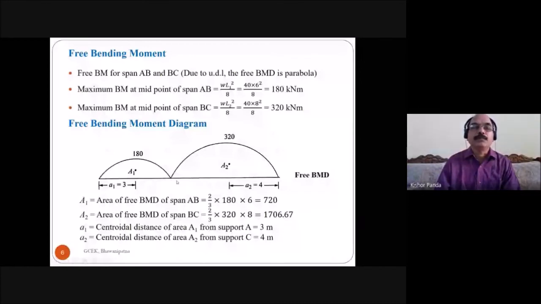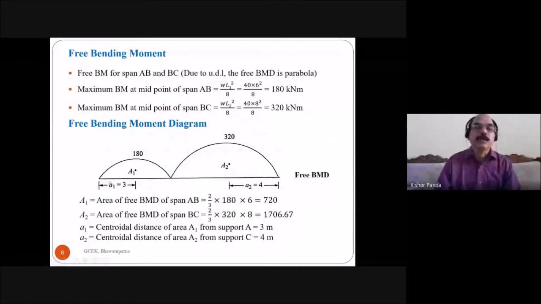Then for span BC, this is the bending moment diagram, a parabola, and this is the maximum positive moment, 320. The area of the free BMD on span AB is A1 and the area of the free BMD on span BC is A2. And this is the centroidal distance. So you have to take the centroidal distance for the right area from the right support, and for the left area you have to take it from the left support.